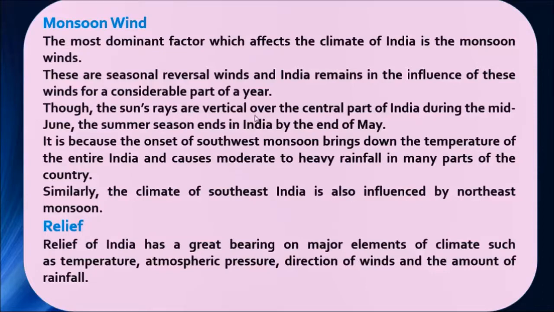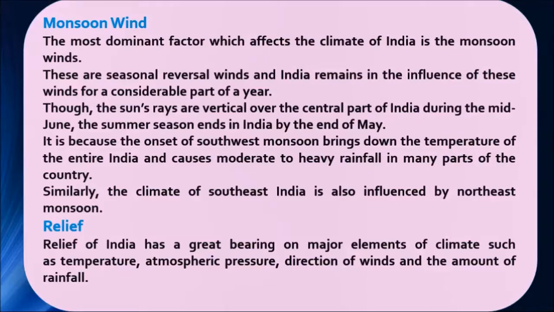Though the sun's rays are vertical over the central part of India during mid-June, the summer season ends in India by the end of May. It means even though the sun's rays are directly vertical over central India in June, the summer season always ends by May. But students, you may think that we will be feeling very hot till July and August also, but actual summer ends in the month of May according to the reports, right?